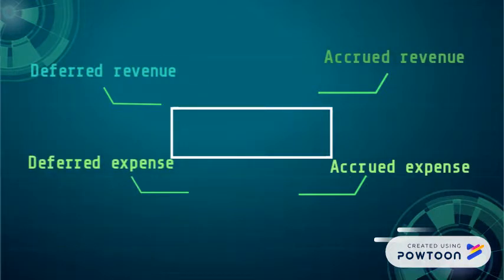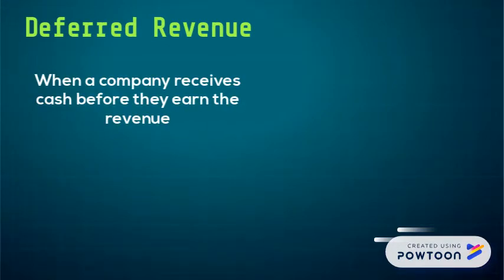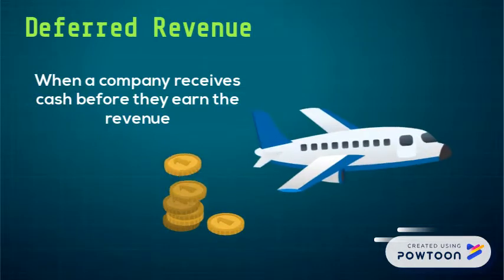accrued expense. Deferred revenue is when a company receives cash before they earn the revenue. For example, customers prepay for their flights to airlines before the airline is able to provide a service.